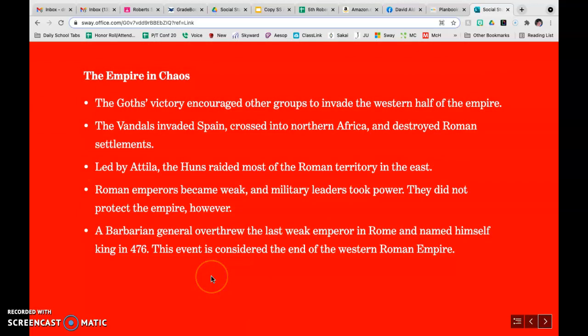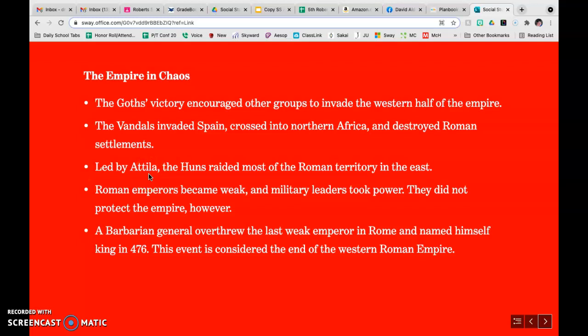The Goths' victory encouraged other groups to invade the western half of the empire. They're like, well, if they can do it, we can do it. So the Vandals, that's a group of people, invaded Spain. They crossed into northern Africa, and they destroyed Roman settlements there. And then the Huns, remember those people that were chasing the Goths? Well, they were led by Attila. You may have heard of him, Attila the Hun.